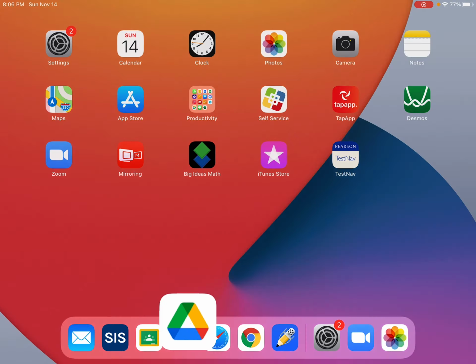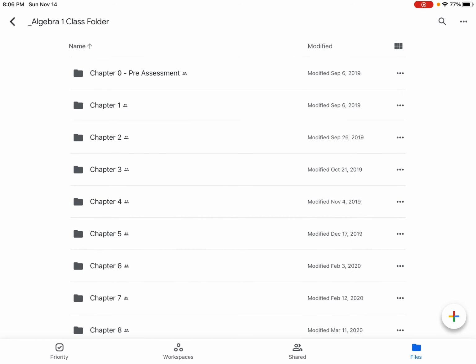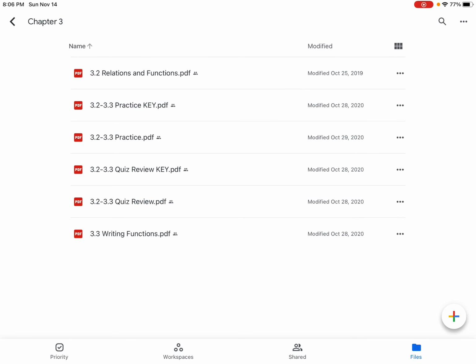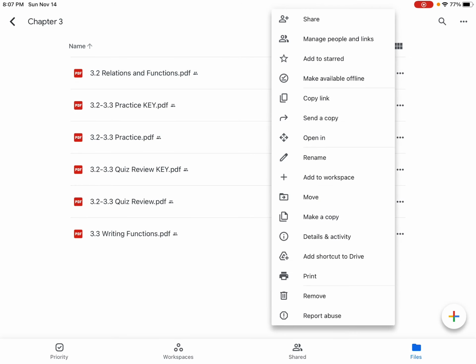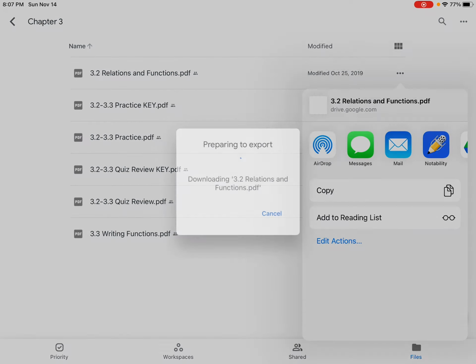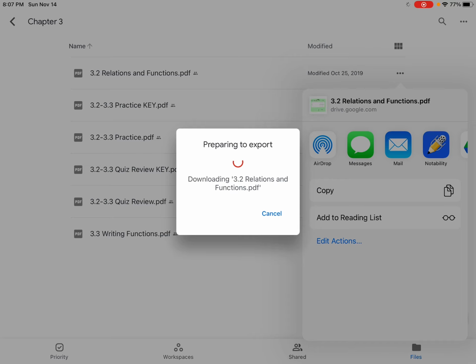In the drive folder, we're going to go into the next chapter, I should say. Chapter 3 in the drive folder. And we're going to go to the next lesson, which is actually lesson 3.2. It's called Relations and Functions. It's highlighted there on the screen. Please download that. We're going to send it to Notability, and we're going to work through this lesson file together.